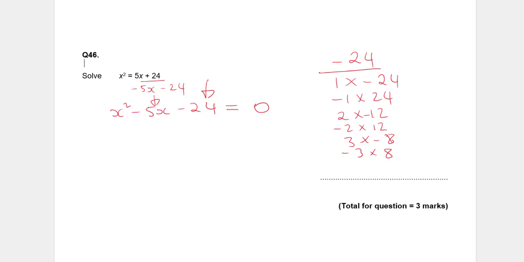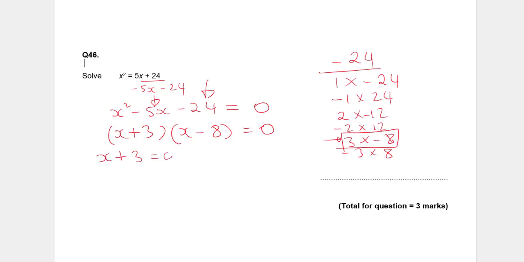Okay, hold on a sec. 3 times minus 8 gives us minus 5, and 3 times minus 8 gives us minus 24. So we can use this pair here. So we put 2 brackets on. So x on both, and one of the numbers is positive 3, x plus 3, and one of the numbers is minus 8. Now we need to solve it, so we need to write it as 2 equations.